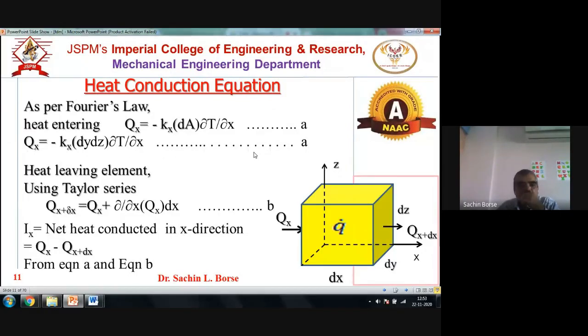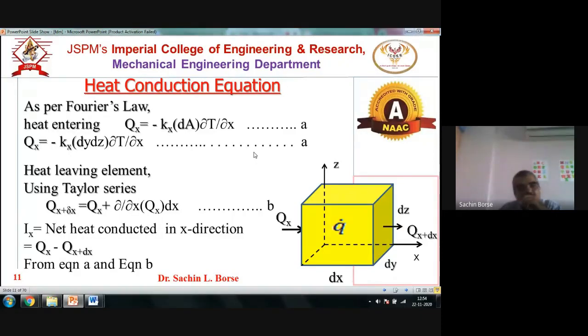Now here we have to use Fourier's law. Please understand that Fourier's law is in a particular direction. Like you know that Newton's second law for force is in a particular direction. Similarly, Fourier's law is in a particular direction, so we need to write it in the x direction, y direction, and z direction. We'll see the x direction here, and similarly we will get the equation in the y direction. Now you write Fourier's law of heat conduction, that is qx equals minus kx into the small area dA into dT by dx.